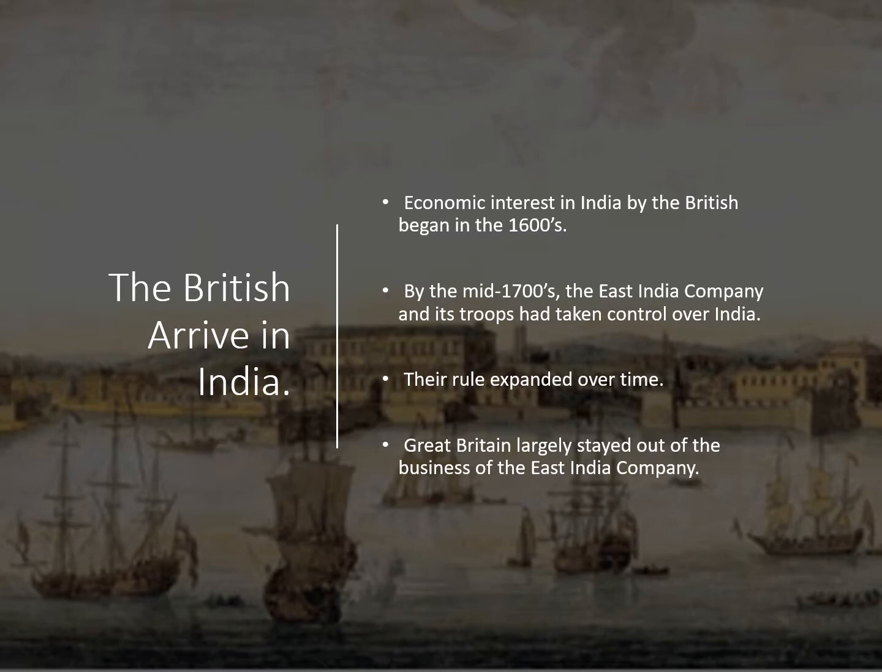Originally, the British government really didn't have control over India. It was more the East India Company, more like a corporation, that had control of India. Great Britain, in terms of the government, largely stayed out of the business of the East India Company, and the East India Company made a lot of the rules and decisions in terms of how to control and rule India.